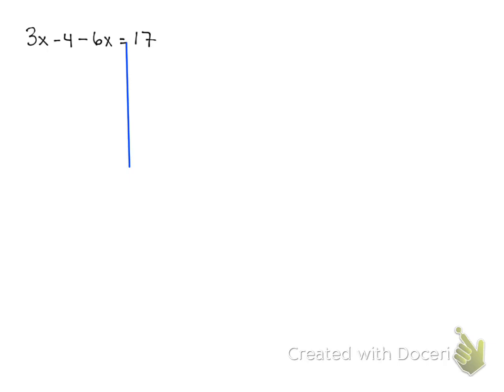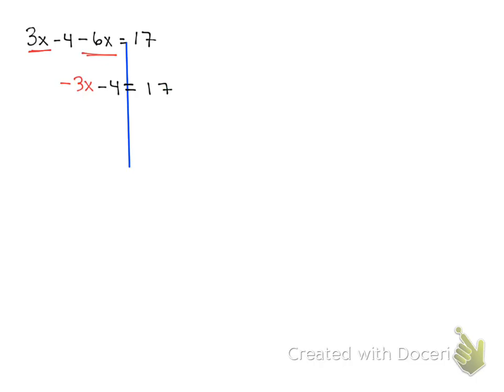On the left side, there are 2 things that are in common. You have 2 things with x's. You got a 3x and a negative 6x. So you got to combine those. So 3 minus 6 is negative 3. You got your x. So 3x minus 6x is negative 3x. Then you're going to bring down your minus 4 equals 17. Bring that down.